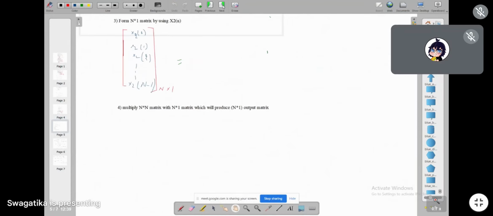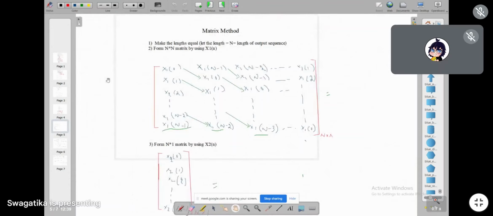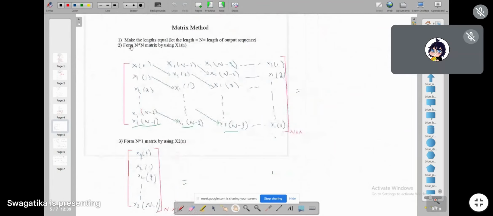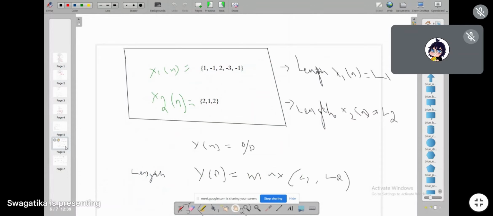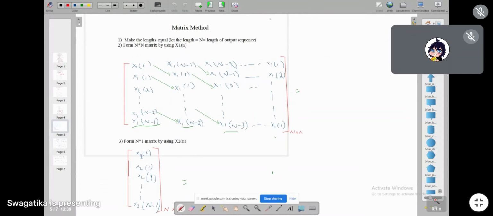Coming to the matrix method. Okay, again step number 1 will remain the same, that is to make the lengths equal. So you have your x1, you have your x2, and you have to make your lengths equal. Same question: x1 was 1 2 3 4 and x2 is 4 5, so you can make the lengths equal. X1 will be 1 2 3 4, x2 will be 4 5 0 0, right?